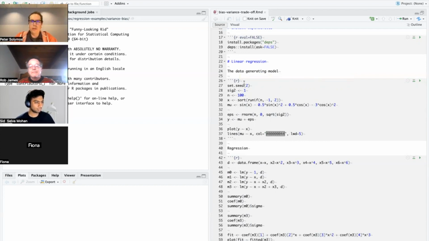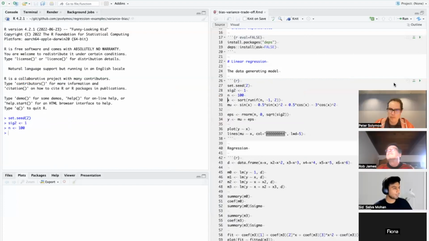So what I do here, I set the seed, and then sigma squared, I set it to 1. We'll come back to this number later. N is 100. This is how many observations we are going to simulate under our data generating model. You can see it here. These are all now set.